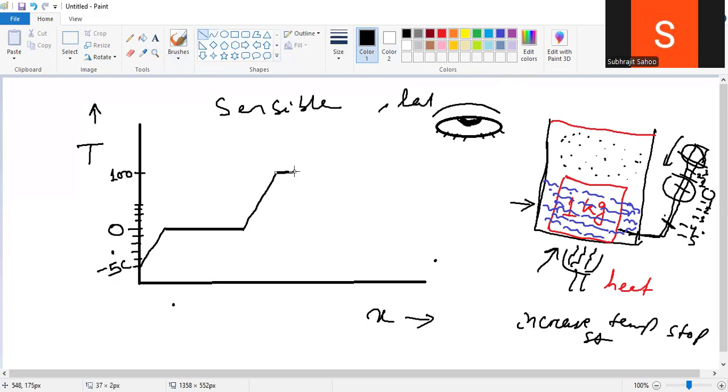Again at 100, the temperature is constant, right? Now, once all the particles, the 1 kg of liquid, are converted to gas particles, suddenly my thermometer will work after 100: 101, 102, 103, 104, 105, 200, 300, 400. Like this, it will go. That means the temperature rises again here.